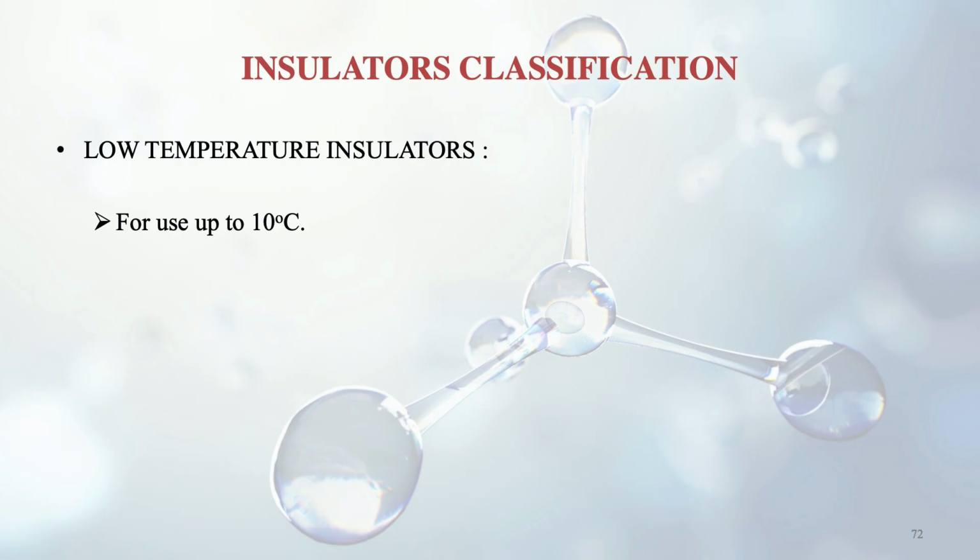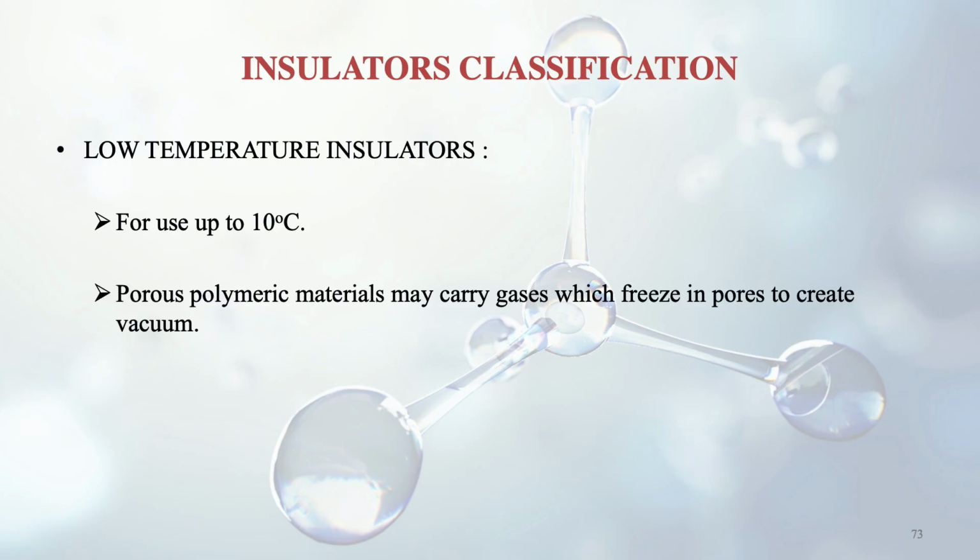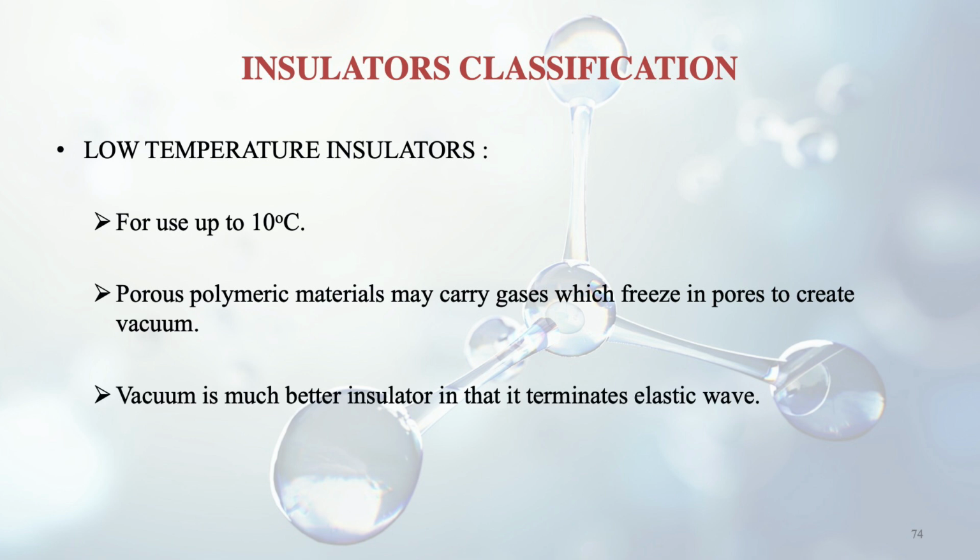So there are certain classifications of insulators also. The first one is the low temperature insulators. These are based on the temperature effects. They are generally used up to only 10 degrees centigrade. And these are actually made of porous polymeric materials, and they may carry gases also which freeze in pores to create a certain kind of vacuum. And this vacuum is a much better insulator. It terminates the elastic waves which we discussed earlier.